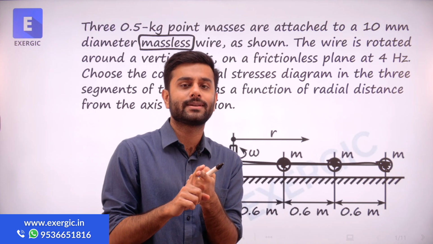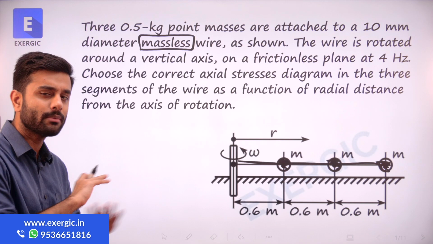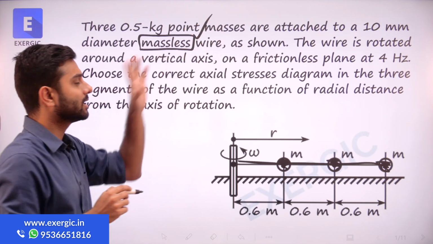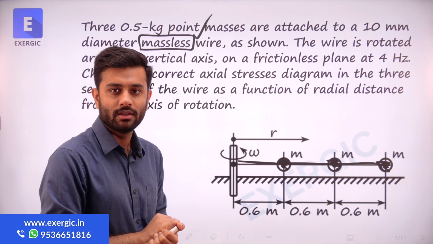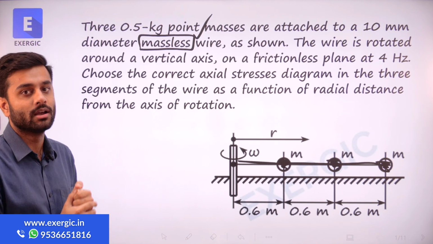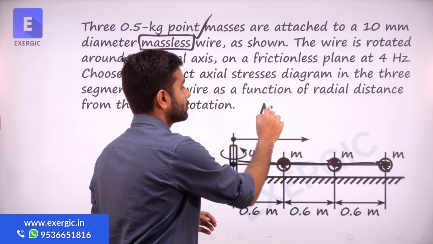And what are the different things a question can ask you? For example, for the same question, forget about the diagrams. The question can give you some mass of the wire. Suppose the wire has a mass of 5 grams. Then, for the same setup, for the same rotation, it can give you the Poisson's ratio also. It can give you the value of mu also.